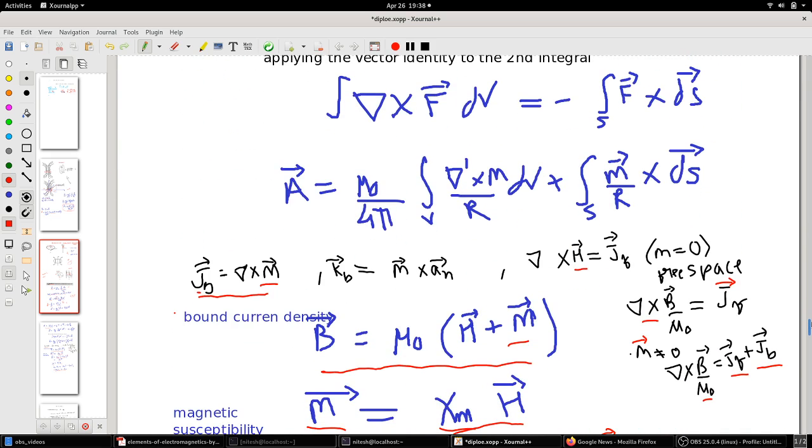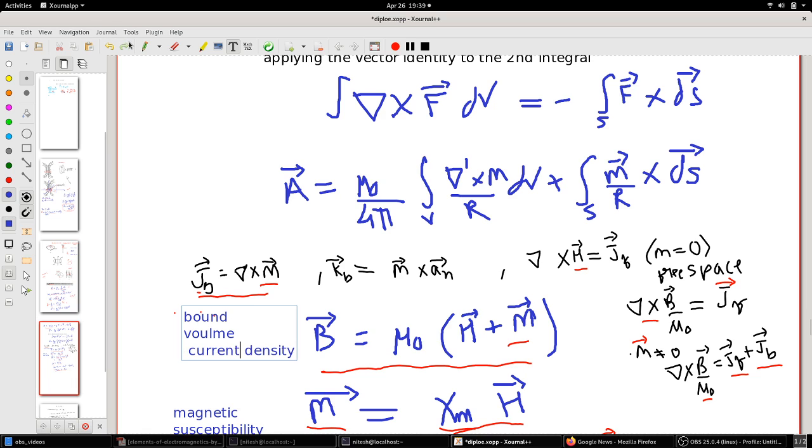Now the results which I get here: first thing is JB. JB is the bound volume current density. That bound volume current density is given as the curl of the magnetization. Del cross M vector is your JB vector. KB vector is the bound surface current density, which is the magnetization cross product with the normal vector an.